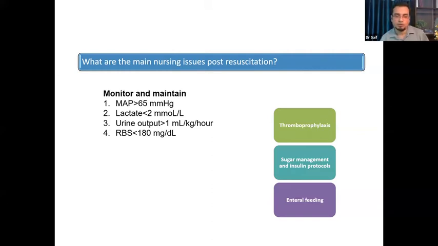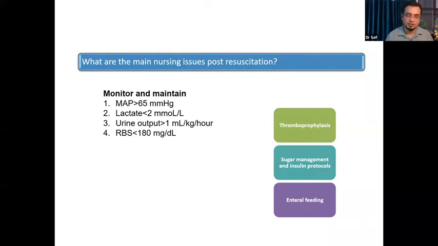Then urine output has to be monitored, putting a urinary Foley's catheter inside, and start putting a urometer and then measuring it properly. That has to be more than 1 ml per kg per hour to say that your management is successful. Then RBS monitoring, like that. Then other parts like thromboprophylaxis.